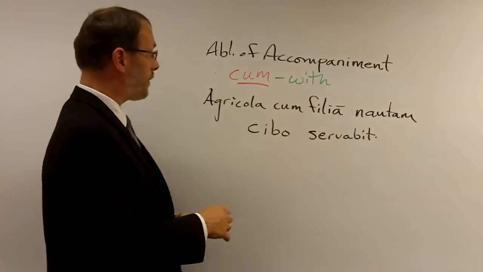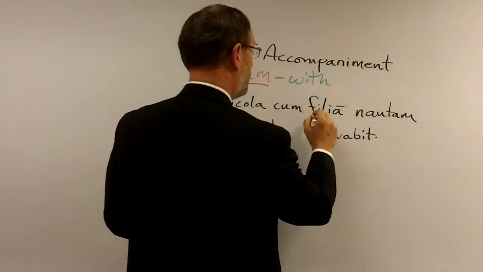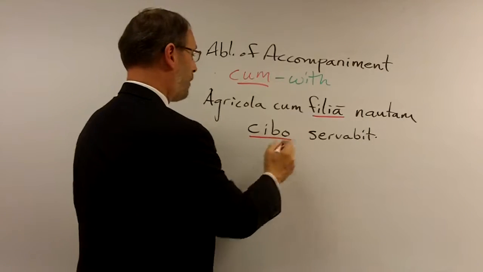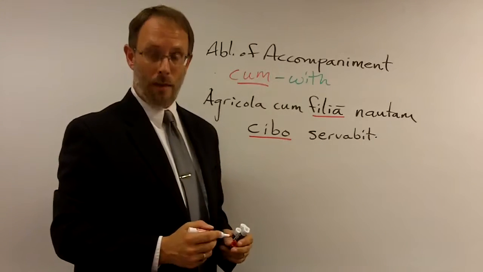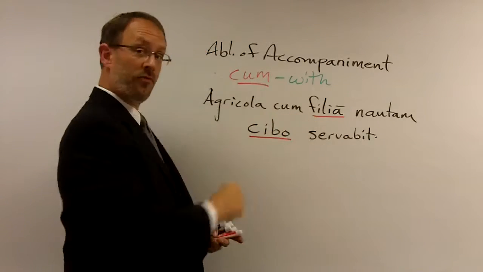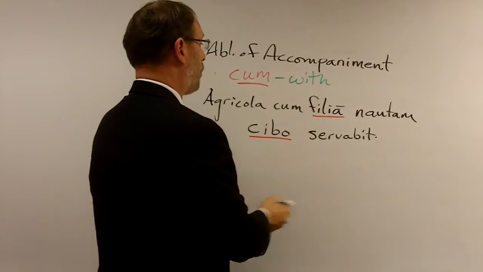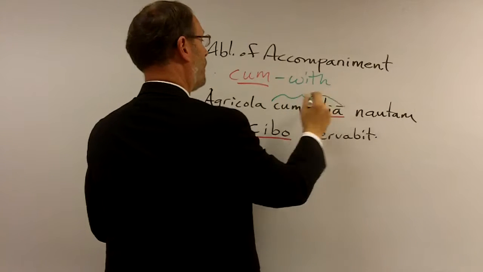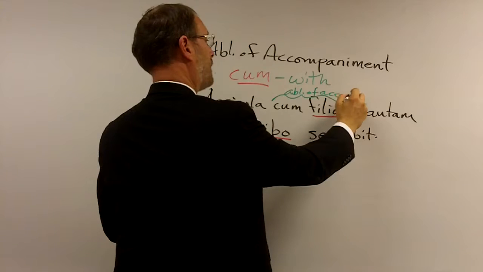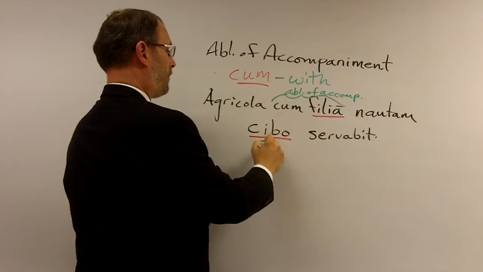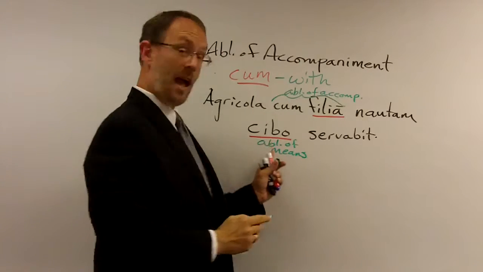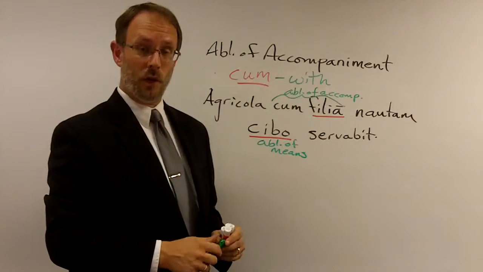What you should have found was filia, that nice long A ablative from first declension, and cibo with the O ablative singular from second declension. But you notice that filia is after the word cum. So we've got here the ablative of accompaniment. This is just the ablative of means. Notice that we've got an ablative word, but no preposition in front of it.